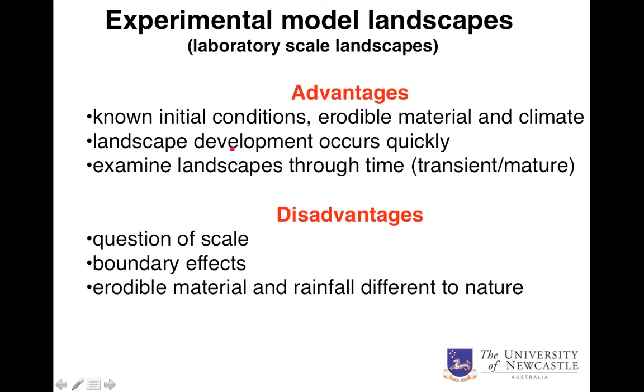And then we have these physical models, these experimental landscape models, and the advantages of that are that we know the initial conditions, we can calculate the erodibility, and we can control the climate. Landscape evolution occurs quickly, and we can actually look at transient behaviours, right? We can look at what's happening to the landscape over weeks rather than centuries that we can't observe at mine sites and other places. The disadvantages are, how do we scale up? So how do we go from a small scale physical model to what's happening in the real world?